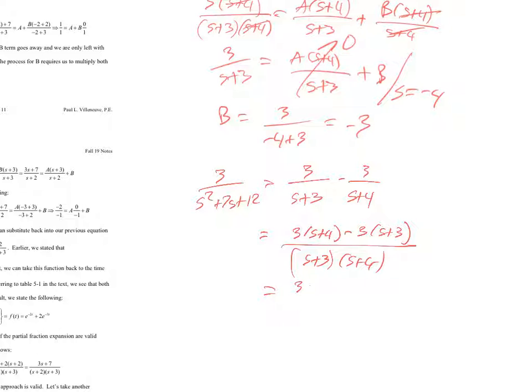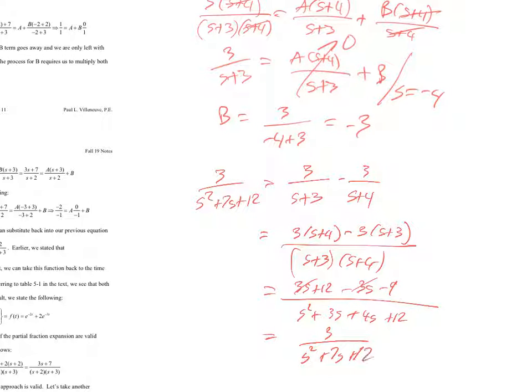So I have 3s plus 12 minus 3s minus 9. Now I got to FOIL it. s squared plus 3s plus 4s plus 12 equals, the 3s will cancel. 12 minus 9 is 3 over s squared, 3s and 4s is plus 7s plus 12. Does that equal that? Sure does. So this method works.